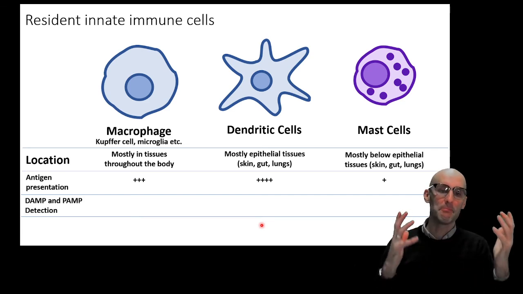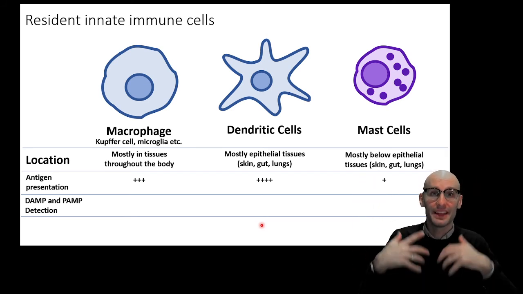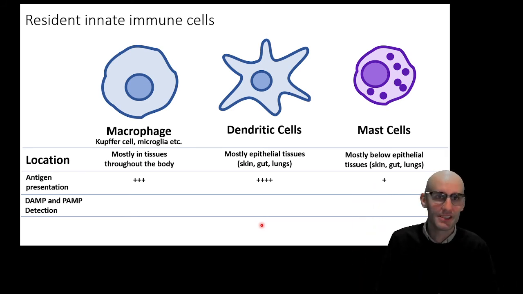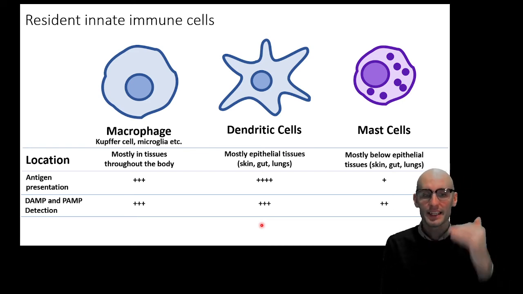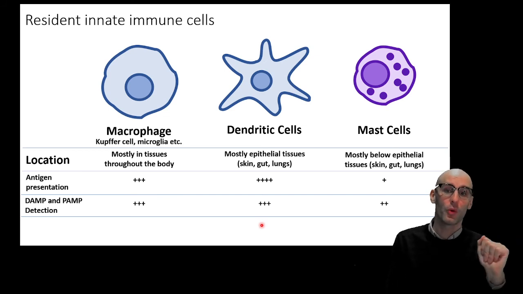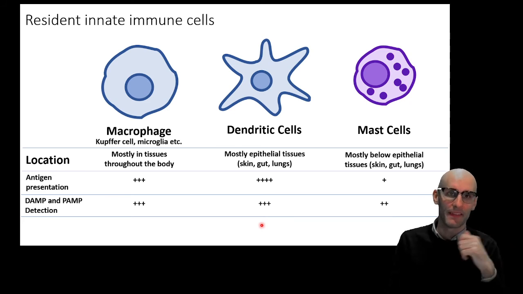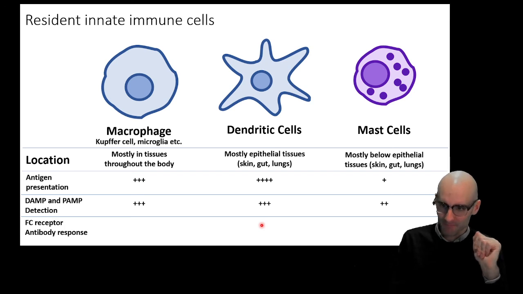So DAMP and PAMP detection, are these cells coated in those pattern recognition receptors like TLRs that we were talking about? Macrophages, yes, massively. Dendritic cells, yes, massively. Mast cells, yes, not quite as much. That's not one of their major roles, but it is right up there. They do have pattern recognition receptors, and they do things like release cytokines and stuff like that.